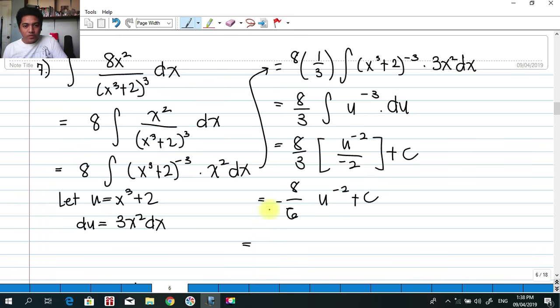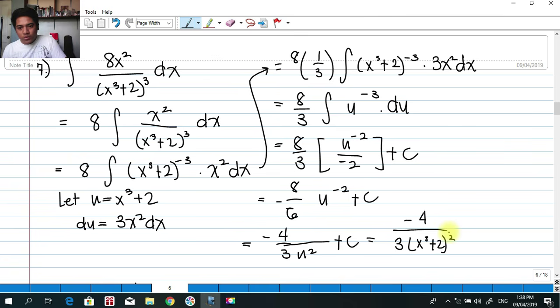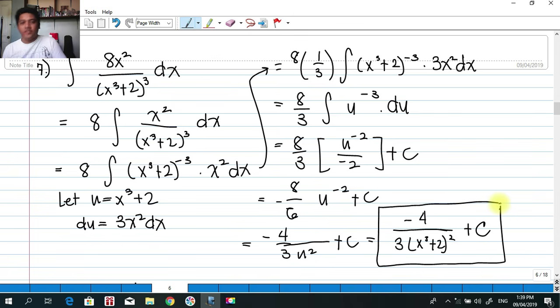But we can simplify this further. This is negative 4/3, and we can bring down our u here such that it's u squared plus c. So in other words, negative 4 over 3 times our u squared. What is our u? That is x cubed plus 2 raised to squared plus c. So this shall be our final answer. Okay, so let's proceed to number 8.